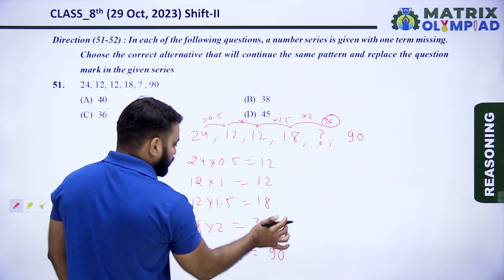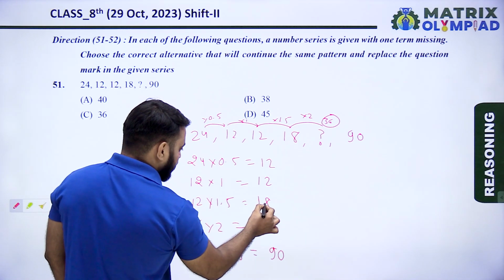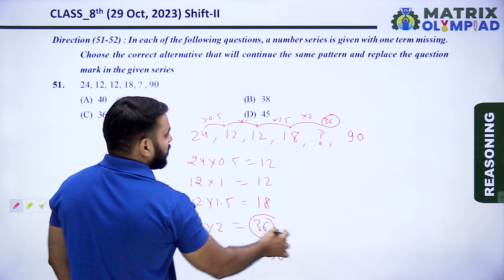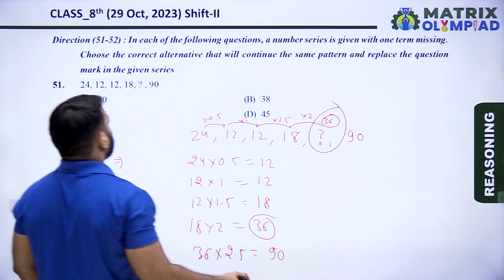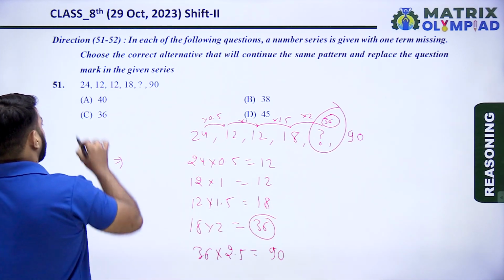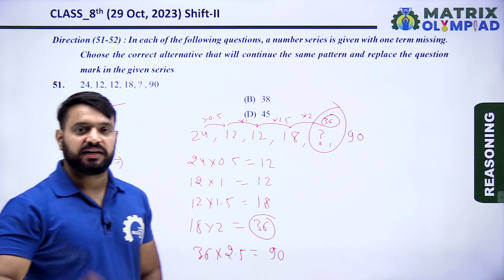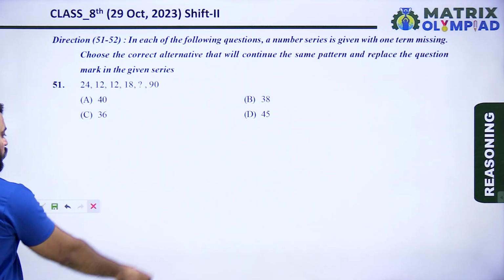So here the missing number is 36. So 36 is the missing number of this series. So option C is the correct answer of this question. Let's move on to the next question.